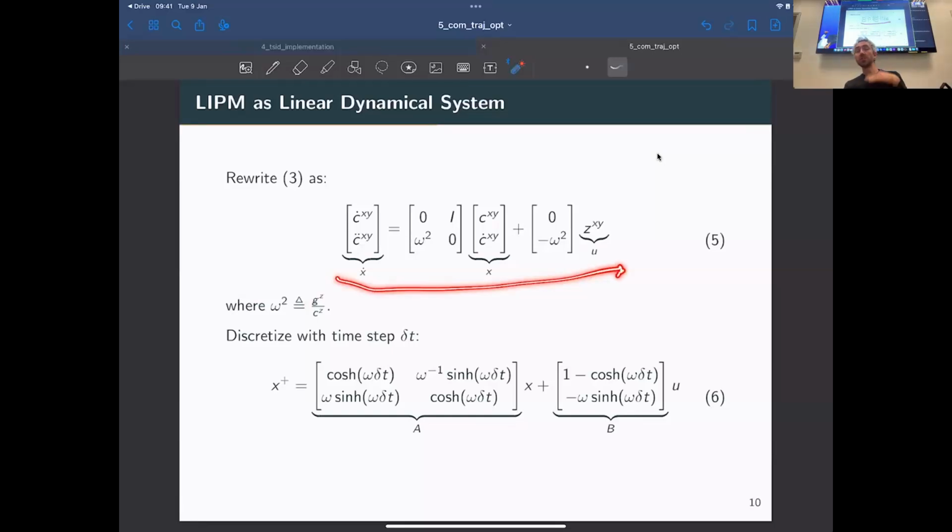So this is the dynamics of the system in continuous time. But since for doing trajectory optimization you need to work with a discrete time system, you can compute the corresponding discrete time dynamics by computing the matrix exponential of this matrix here, which in this case is such a simple matrix that you can compute the matrix exponential analytically, which typically you cannot do in general. And you get this expression here, which contains hyperbolic sines and cosines. I did the derivation once. It's not nice, but it's doable.